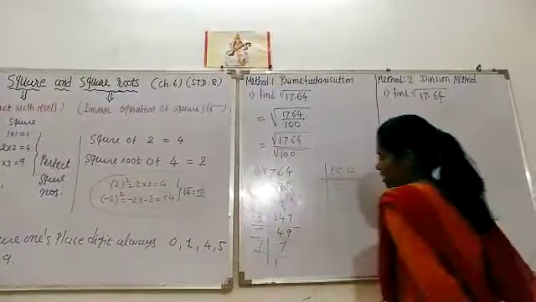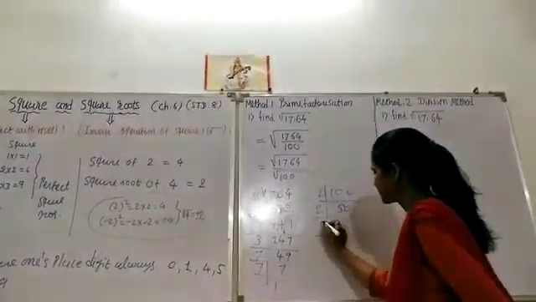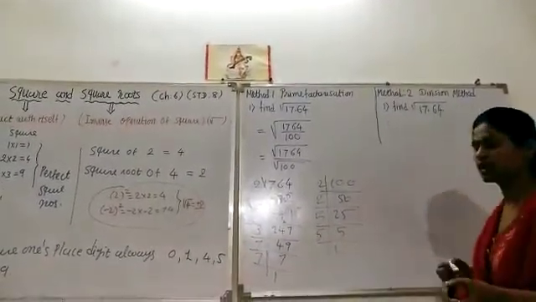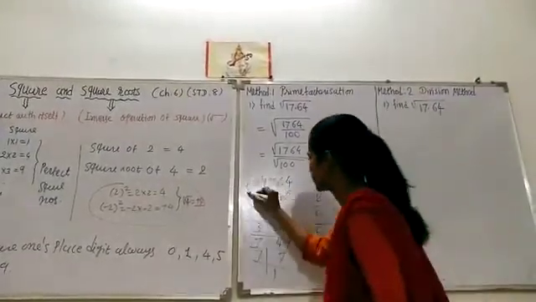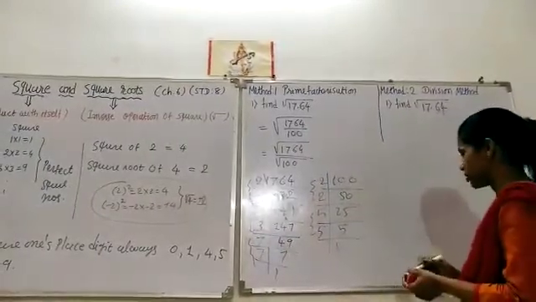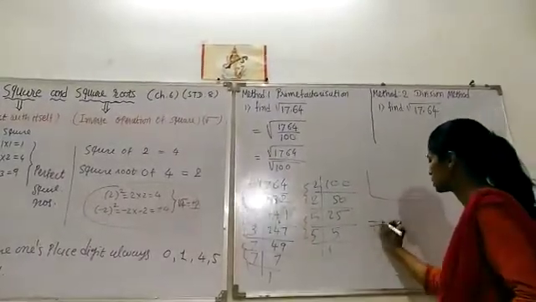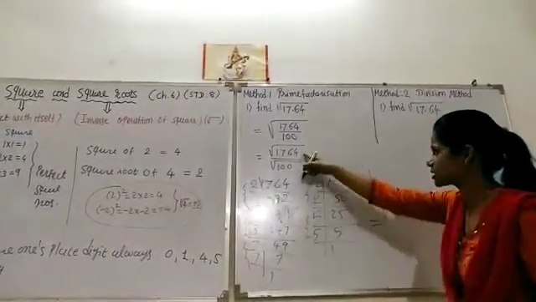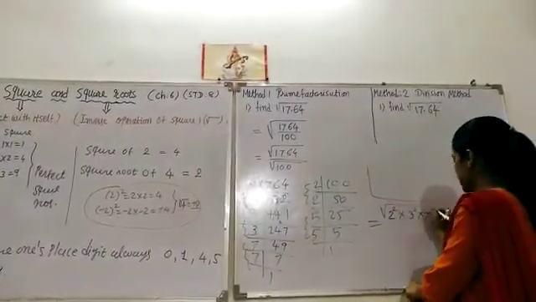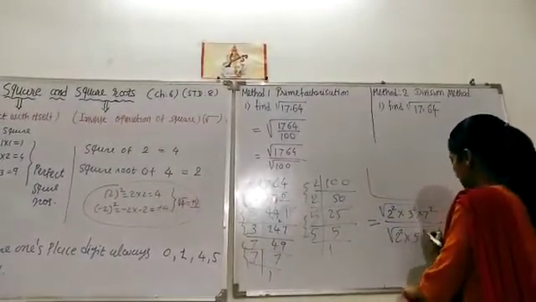Find the prime factorization of 100 in the same way: 2 50s are, 2 25s are, 5 5s are and 5 1s are. After making the prime factorization, take pairs for finding the square root. So now you should write it this way. The numerator's square root, you should write in the form of prime factors: 2 square into 3 square into 7 square. In the same way, write 2 square into 5 square.